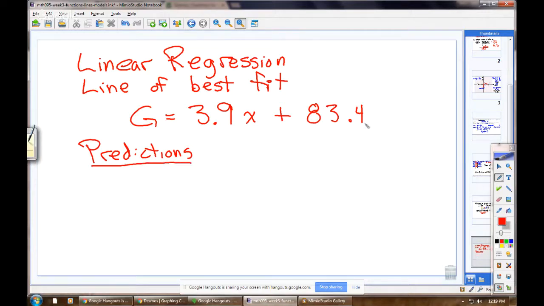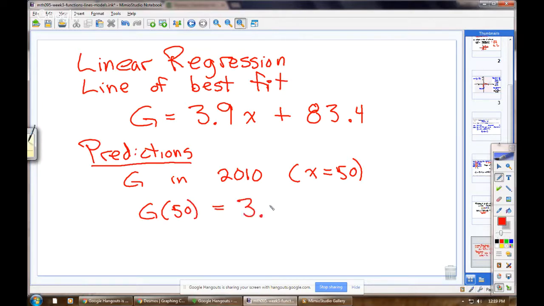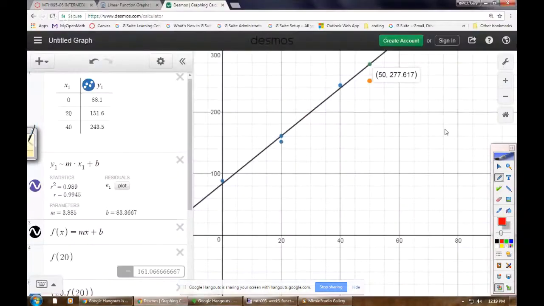On the test, I won't make you calculate the model. I'll describe the situation. I'll just give you the model, and you can do things with it. Like we wanted to predict how much garbage is there in 2010. So in 2010, my x would be 50. So I just needed to calculate how much garbage is there 50 years later, which is just plugging into this equation, which I asked the computer, Desmos, to do for me. So 3.9 times 50 plus 83.4. And that spit out something like 277 about.